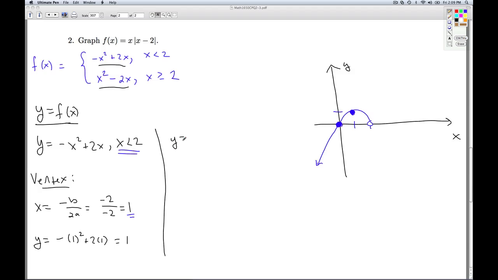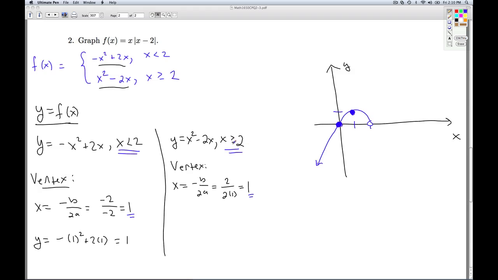The second half, y equals x squared minus 2x, this is good for x bigger than or equal to 2. If I attempt to find the vertex of this parabola using the vertex formula, here negative b is 2 and a is 1 again, I get x equals 1. But x equals 1 doesn't satisfy that condition. So on this parabola, I'm not going to see its vertex. I know the vertex is at 1. I know it opens upward. So I'm going to have a parabola that looks like this, but I'm not going to see the vertex there.